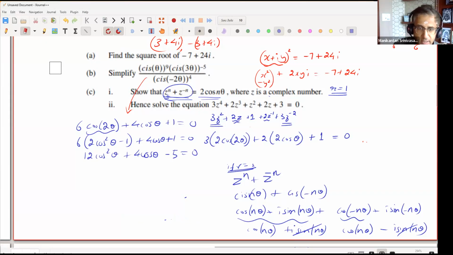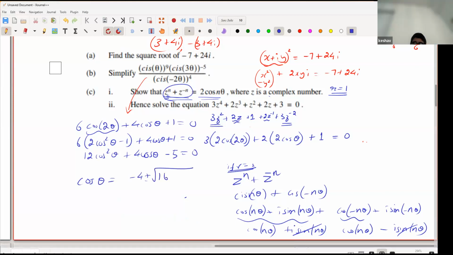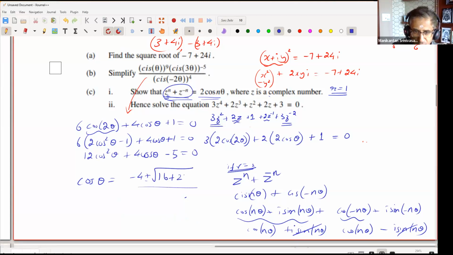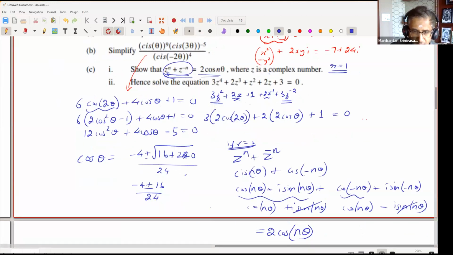Let's see. So we get cos theta is minus b plus or minus root of b square minus 4ac. You can just factor as 10 and minus 6, right? Yes, 10 and minus 6, exactly. But having come this far, I'll just do it. B square minus 4ac, 240, upon 2a, which is 24. So it's minus 4 plus or minus 16 upon 24. Yes, factorization would have worked much faster. So cos theta is either half or minus 5 by 6.